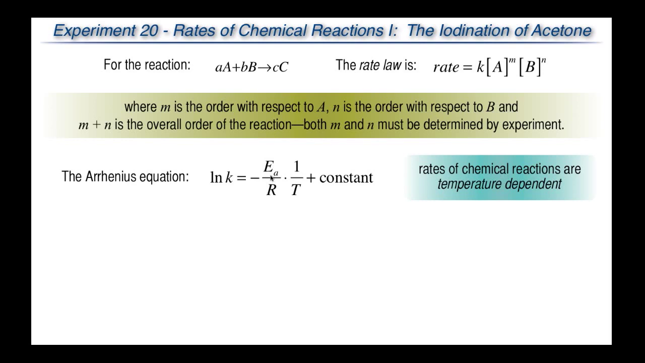So if we were to plot out a series of data of natural log k versus 1 over T, the slope of that line would be negative activation energy over R, and we could very easily calculate the activation energy just by taking the quantity of the slope and multiplying it by negative R. However, we're not going to have time to actually measure the rate of the reaction at different temperatures and get the data needed to plot out the Arrhenius equation. So we're not going to do that in lab, but we'll be going over this in lecture.